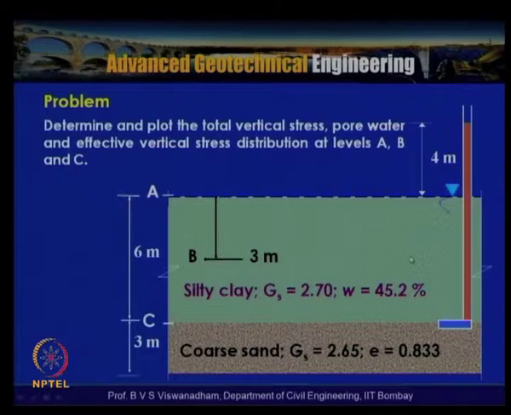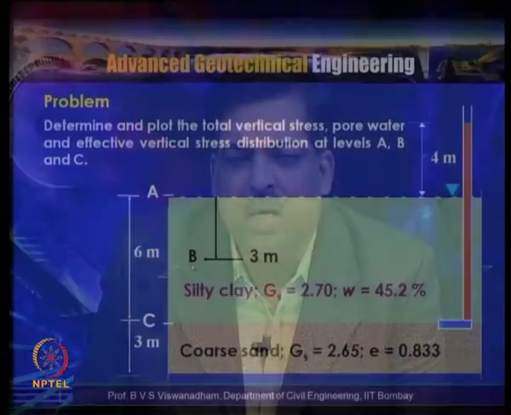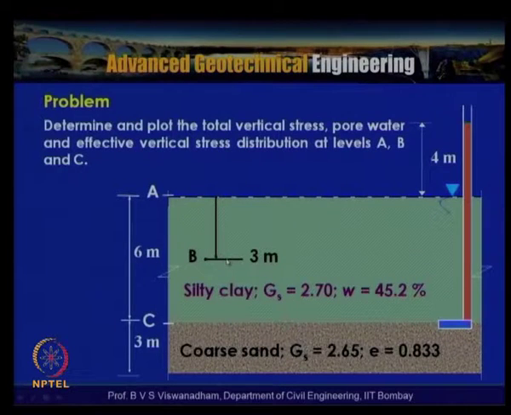So the problem statement is: determine and plot the total vertical stress, pore water pressure and effective vertical stress distribution at levels A and C, and B is at the midpoint of the silty clay layer, that is at this point, where 6 meters is the thickness of the clay layer. So B is at a mid distance from this particular point.